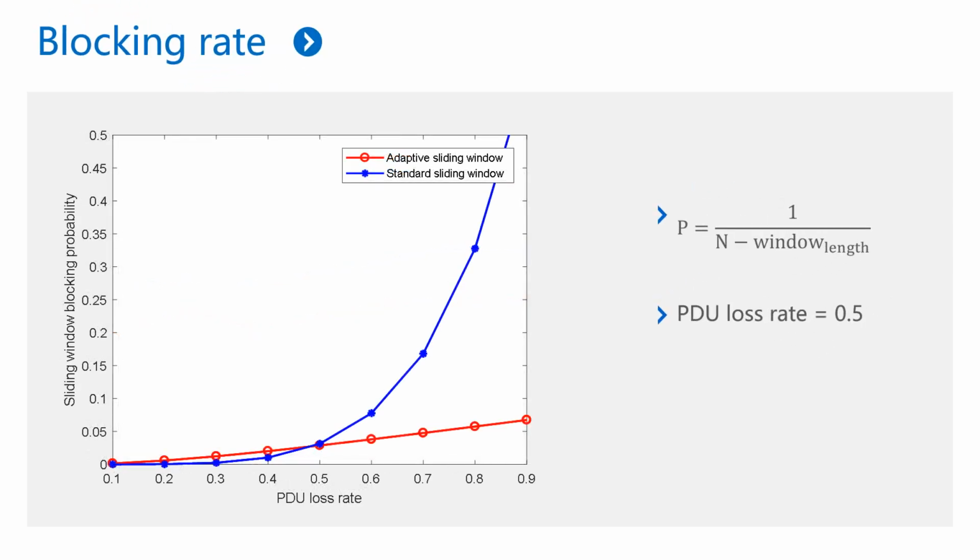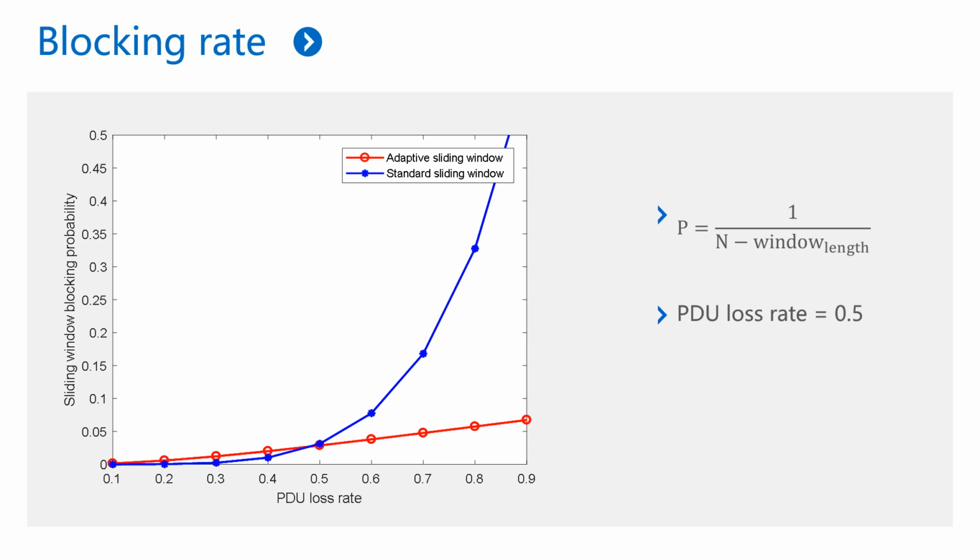The blocking rate of the sliding window, P, is defined in the equation. N is the number of IoC PDUs transmitted, and window length is the sliding window length. Under different PDU loss rates, P is averaged from multiple tests.